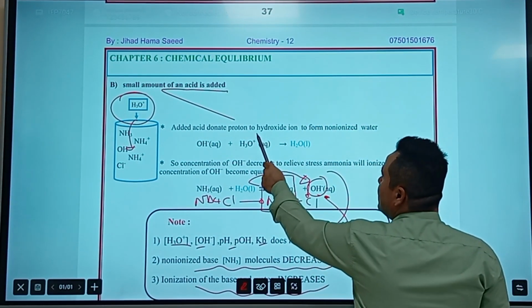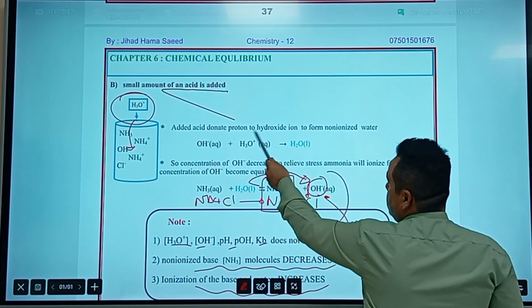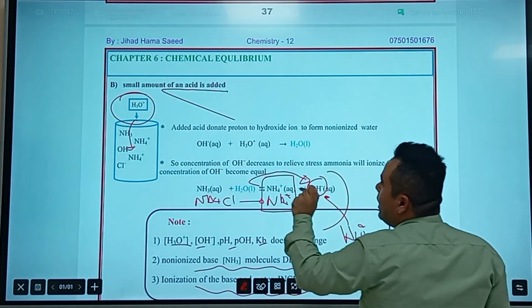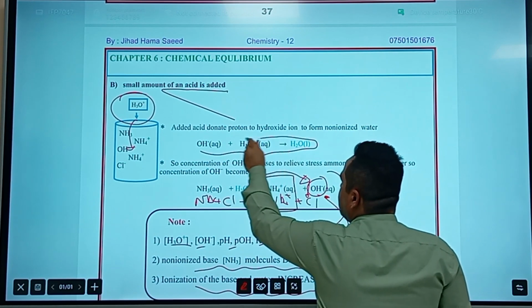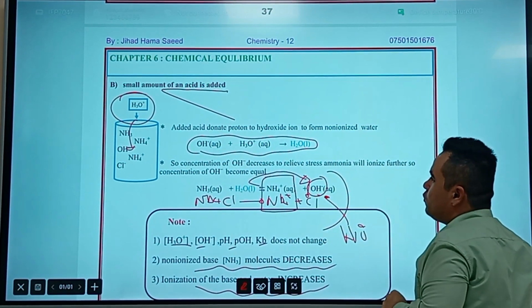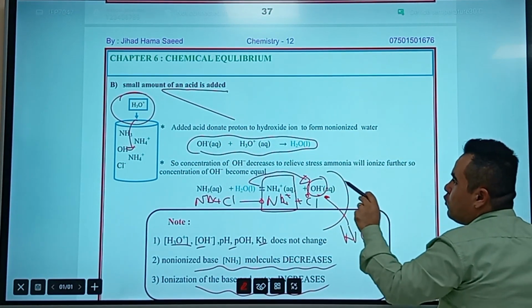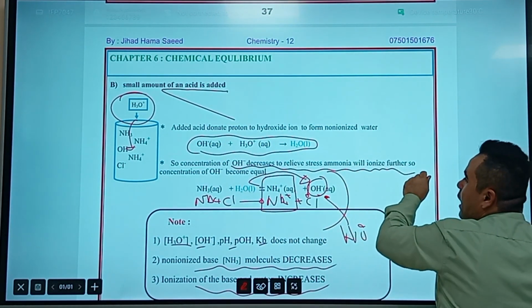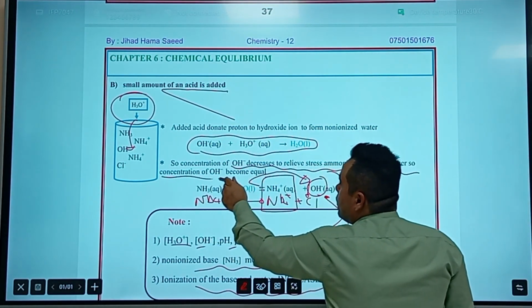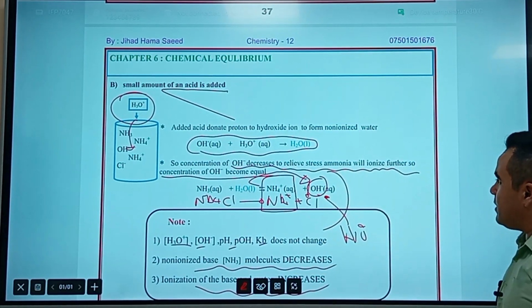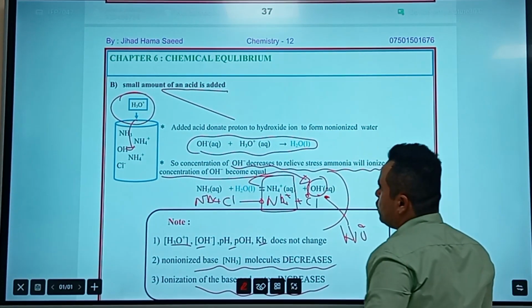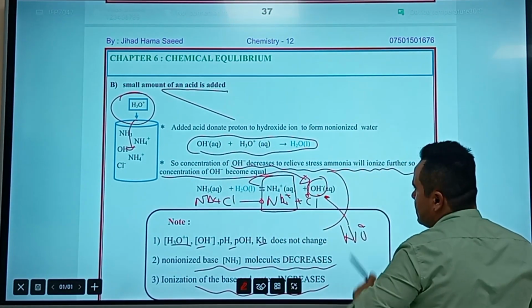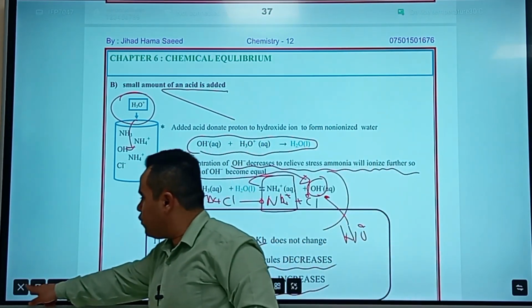The added acid donates a proton to the hydroxide ion to form non-ionized water. So as I told you, the hydroxide reacts with hydronium to form H2O. Some of the concentration of hydroxide decreases, so to release the stress, ammonia will ionize further to compensate the concentration of the hydroxide. In this direction, ammonia ionizes to produce hydroxide.